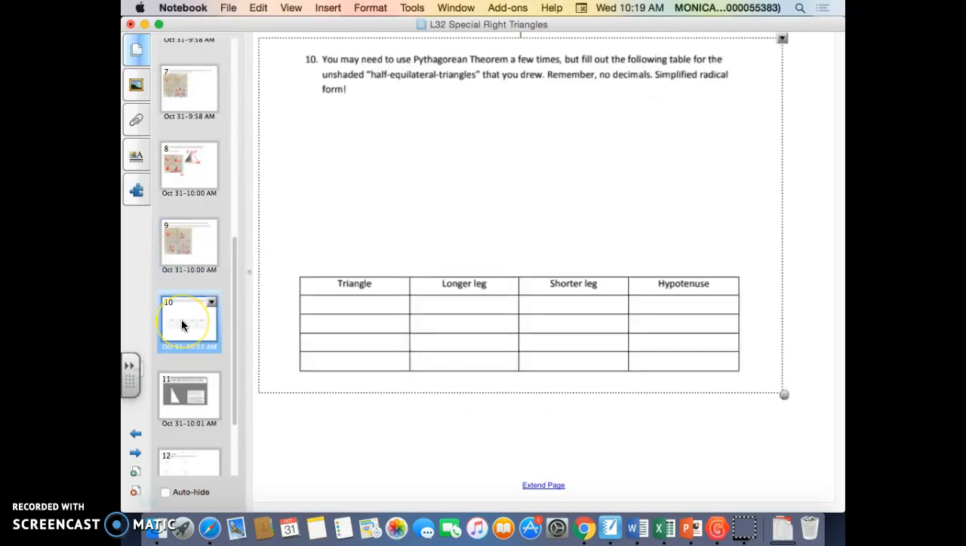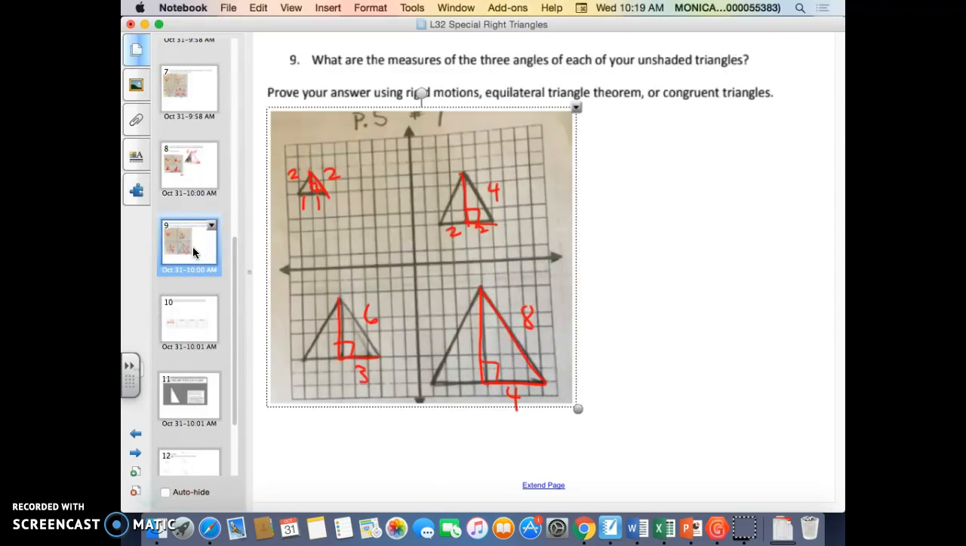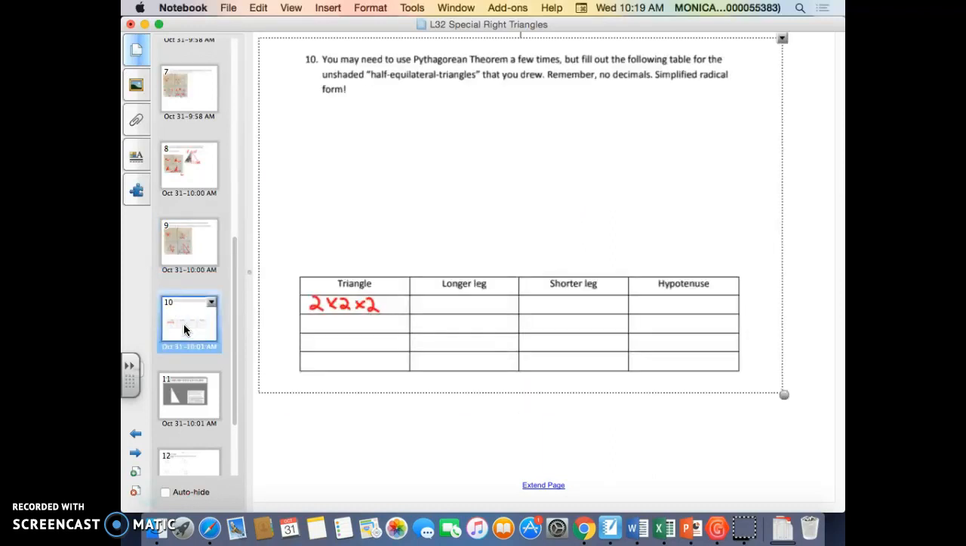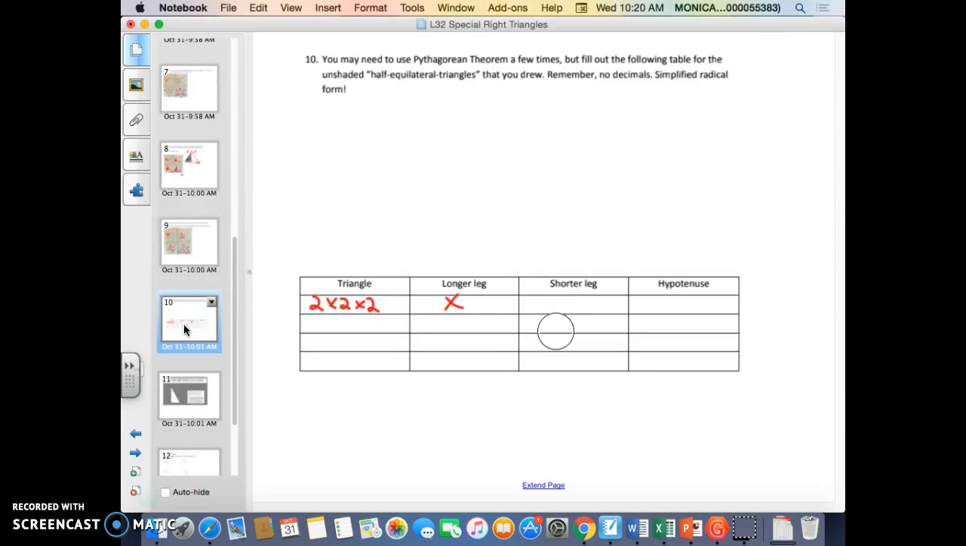So for the first one, we're looking at the triangle that is equilateral 2 by 2 by 2. The longer leg is going to be the leg across from the 60 degree angle. So in this case, it would be the X in all cases. All right, so we'll just call it X. And the shorter leg, I'm sorry, my bad, is 1. And then the hypotenuse is 2.